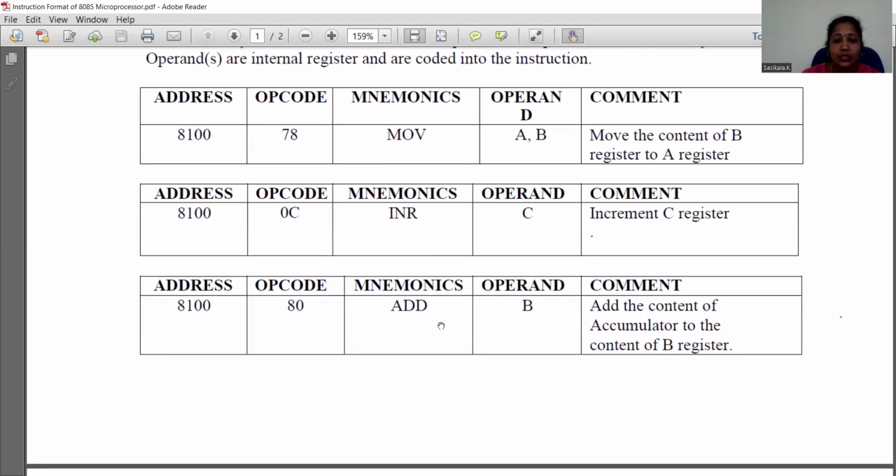And coming to the next instruction, ADD B. The meaning of ADD B is the content of A is added to the content of B register, and the result is stored in A register. For this ADD B, the opcode is 80. So this instruction occupies only one memory location. So far we have seen three instructions, that is MOV A, B, INR C and ADD B. For all these three instructions, we have only opcode and it occupies only one memory location. That's why it is called 1-byte instruction.